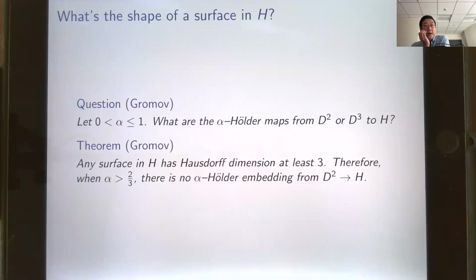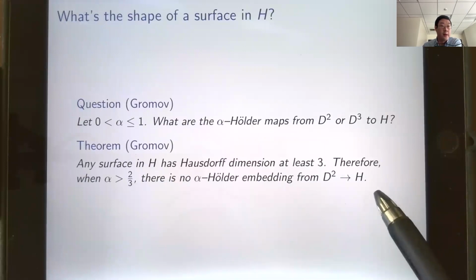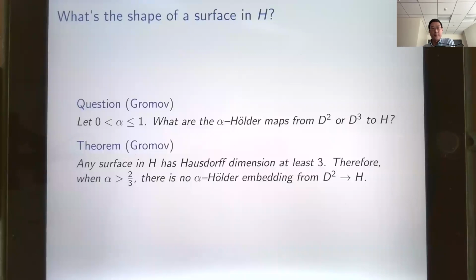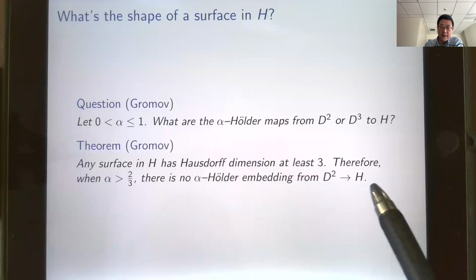And so Gromov asked a question about what the alpha Hölder maps are from the disk or from the ball to the Heisenberg group, and gave one bound on what happens, which is that any surface in the Heisenberg group has Hausdorff dimension at least 3. So when alpha is bigger than 2/3, there's no alpha Hölder embedding from the disk to the Heisenberg group, because the image of the disk would have to be a surface. The image would have to have Hausdorff dimension at least 3. And the Hausdorff dimension of the image of a disk under a Hölder map is bounded in terms of the Hölder exponent. So if you have an embedding of the disk into the Heisenberg group, it has to increase a two-dimensional object to a three-dimensional object, which means that the Hölder exponent has to be less than 2/3.